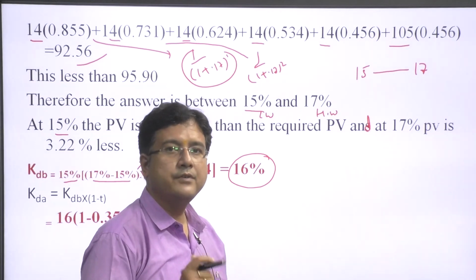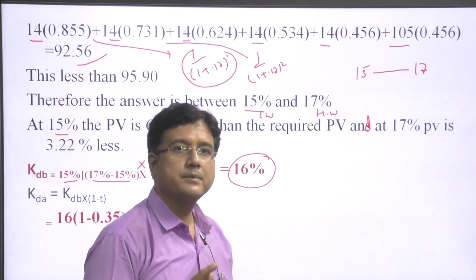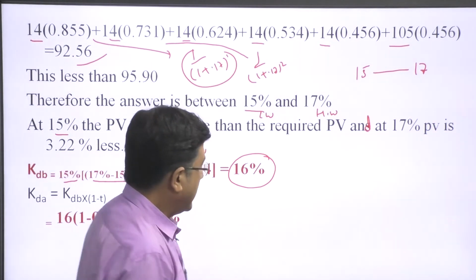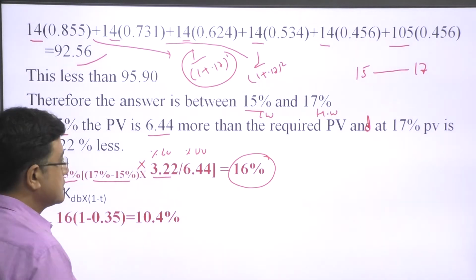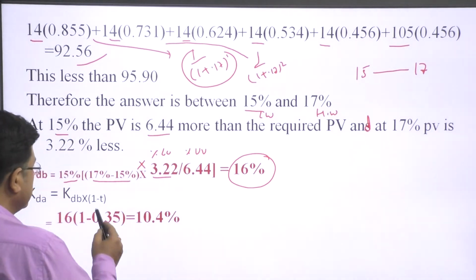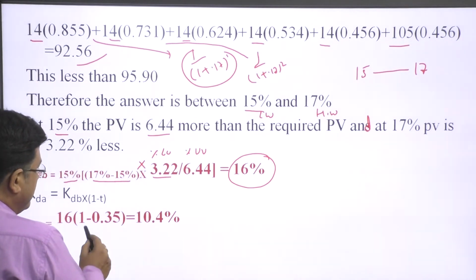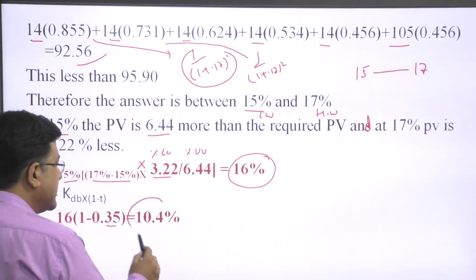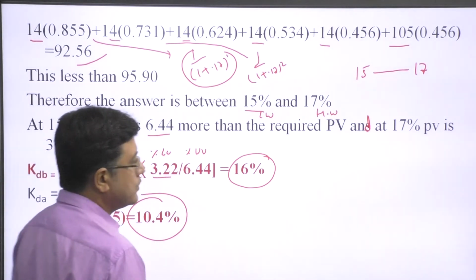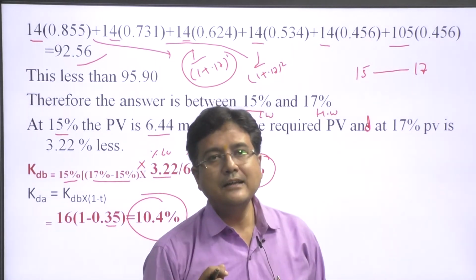if we redeem at 105 and we issue at 95 rupees. In this question we also want to calculate the after-tax cost. This is before tax. For after tax, just multiply 16 by 1 minus 0.35, as the tax rate is 35%. So finally we get the answer 10.4. This will be the final answer of the yield value method.